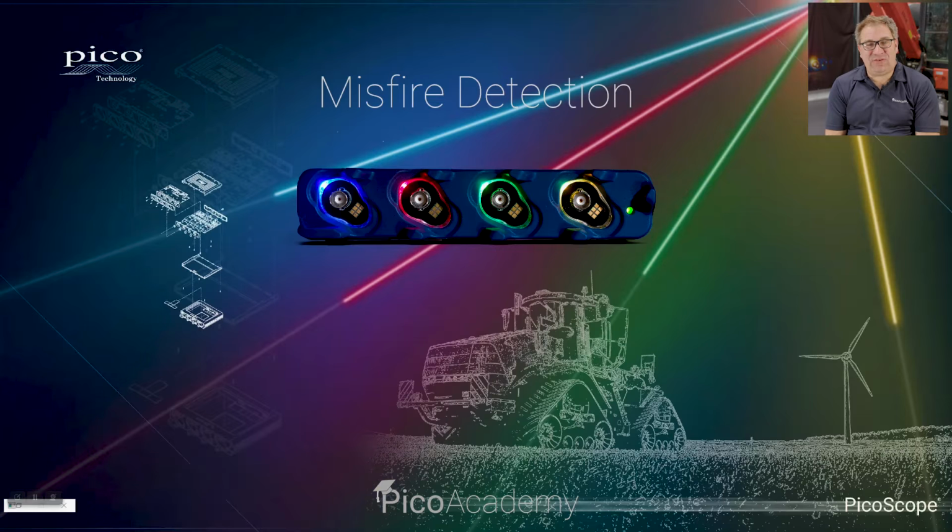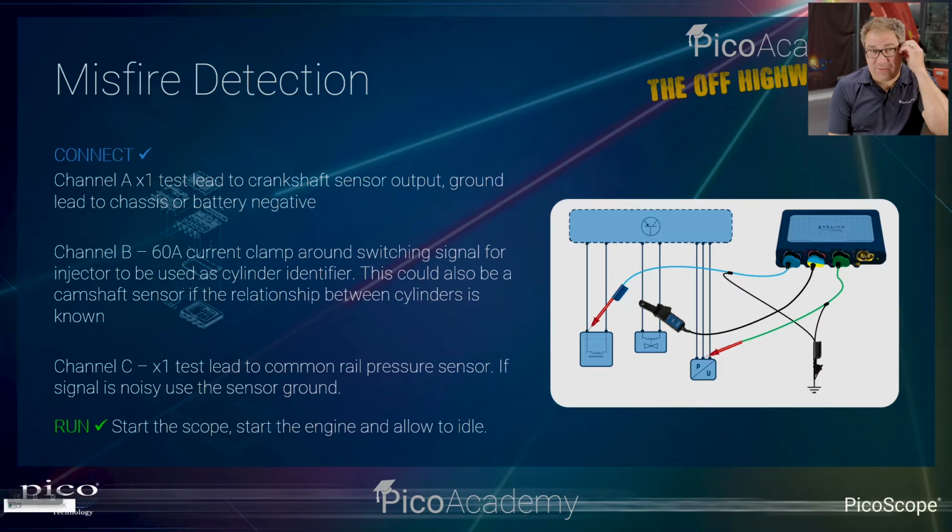Okay, next test on our list is misfire detection. So this is going to be something that I'm sure a lot of you are going to want to look into and start to understand. So we've got, again, 3 channels in use, slightly different order here. We've got channel A, which is a time, it's 1 test lead, so we're looking at a crankshaft sensor in this case, and the detail of that.